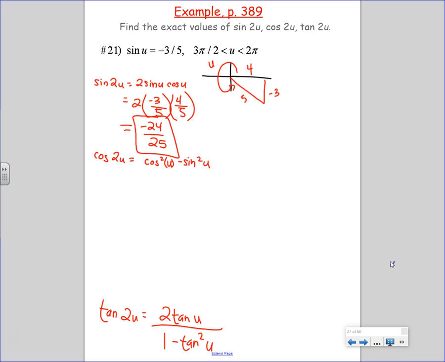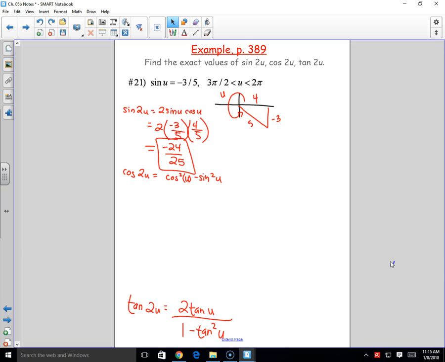Finish 5.4. Study formulas. You want to be a huge overachiever, I guess. Start 5.5, but finish 5.4. Study formulas. Bye, guys.